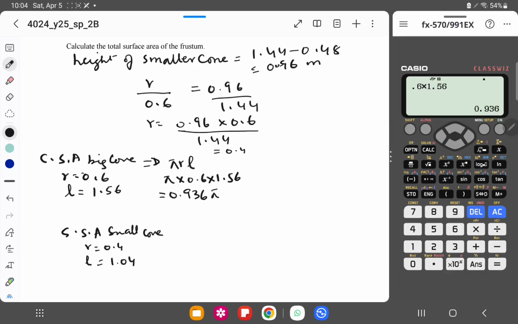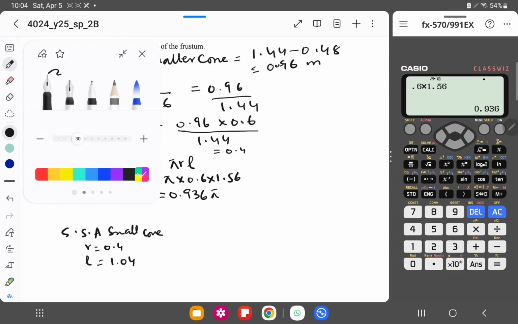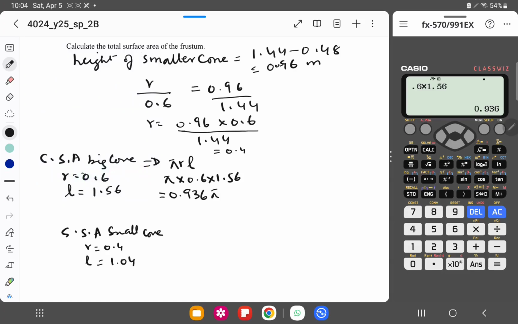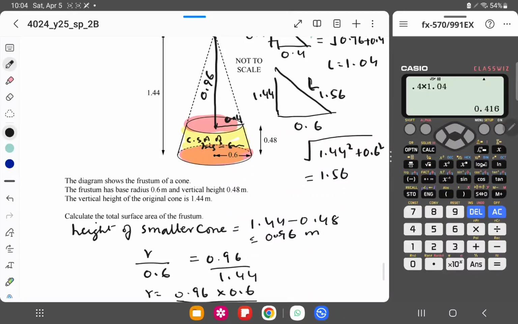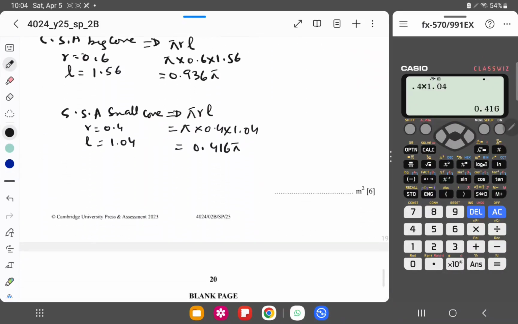For the smaller cone, the radius is 0.4 and the slant height is 1.04. So pi RL is equal to pi times 0.4 into 1.04, which becomes 0.416 pi. To find the curved surface area I have labeled with the yellow color, we are going to subtract it.